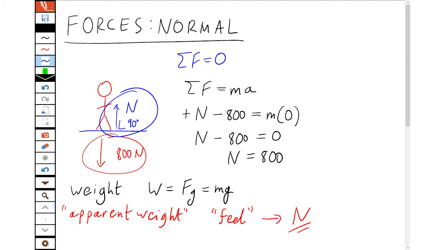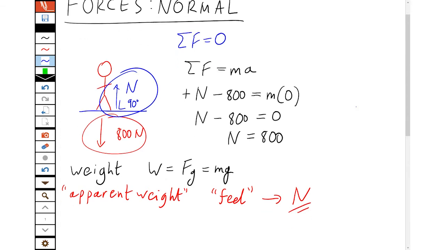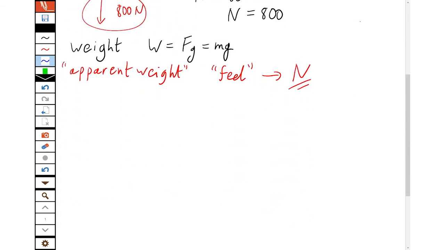You might have experienced this, for example, on a roller coaster, on a car going over bumps, or in the most famous example, in an elevator. If I'm standing in an elevator that's accelerating upwards, that means I'm accelerating upwards. So if I draw my free body diagram, I have my weight down, the force of gravity on me. I have the normal force up, perpendicular to the floor of the elevator.